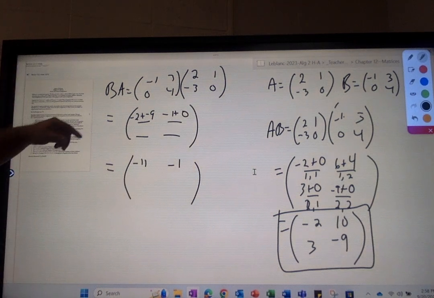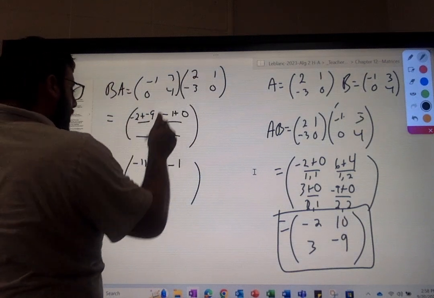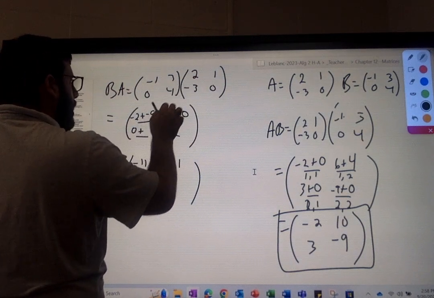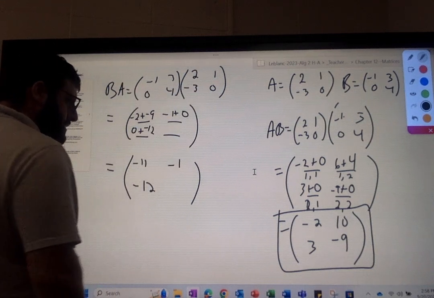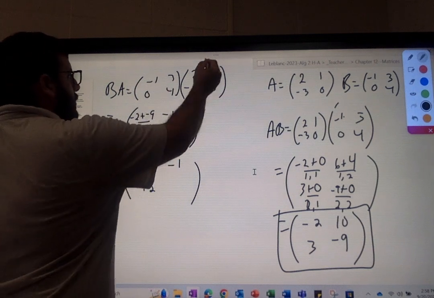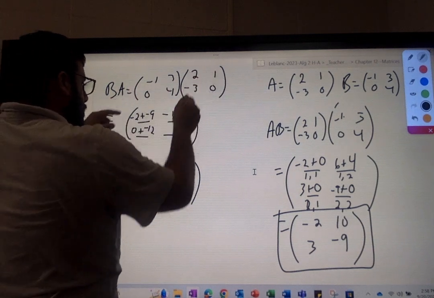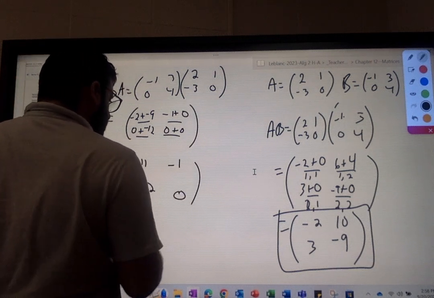Then I go to the second row. Second row, first column. 2 times 0 is 0, plus 4 times negative 3 is negative 12. Negative 12 here. And lastly, second row, second column. 0 times 1 is 0. 4 times 0 is 0, so I just get 0 here.